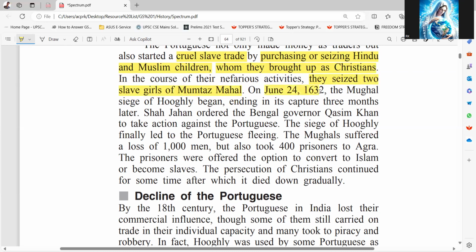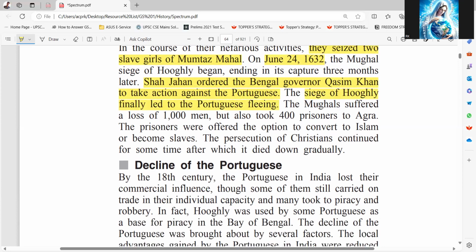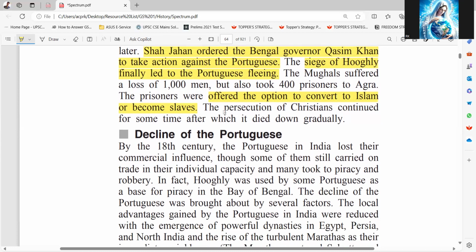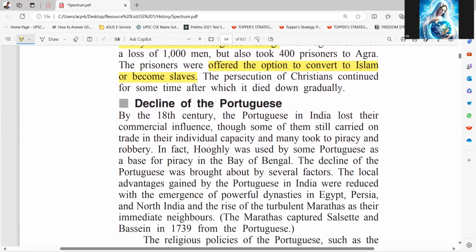On June 24, 1632, the Mughal siege of Hooghly began, ending in its capture 3 months later. Shah Jahan ordered the Bengal governor Qasim Khan to take action against the Portuguese. The siege of Hooghly finally led to the Portuguese fleeing. The Mughals suffered a loss of 1,000 men, but also took 400 prisoners to Agra. The prisoners were offered the option to convert to Islam or become slaves. The persecution of Christians continued for some time, after which it died down gradually.